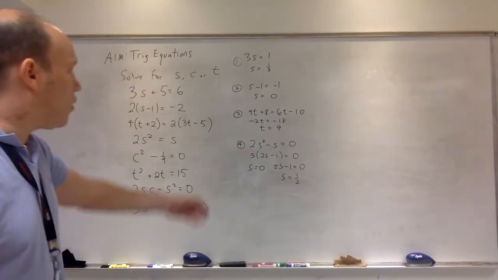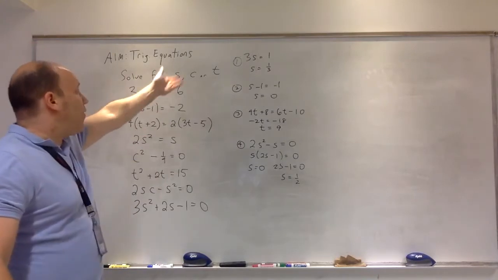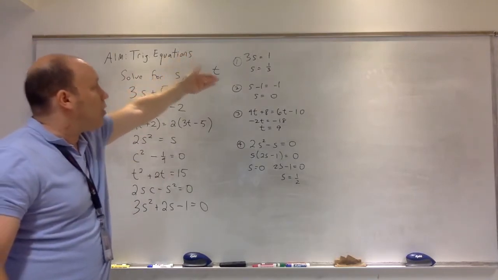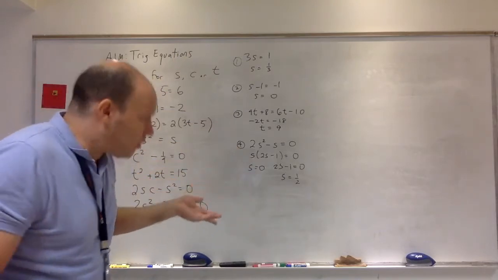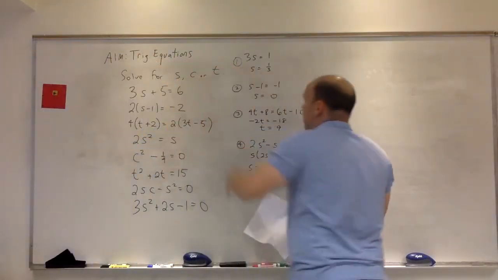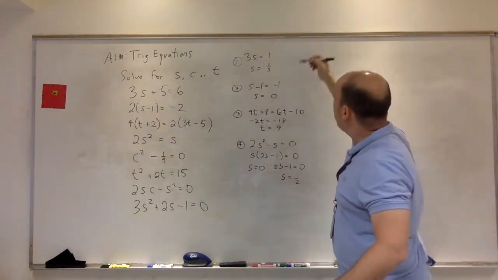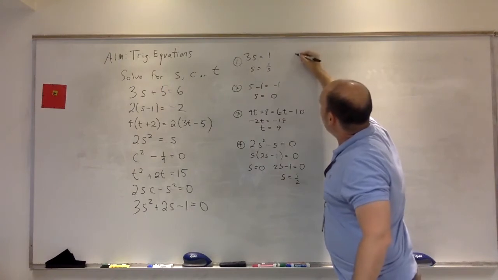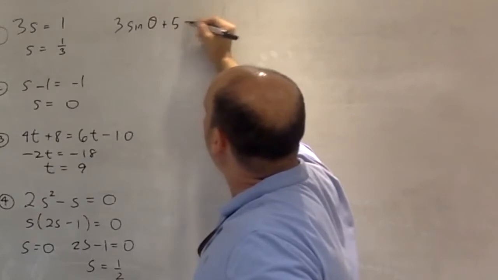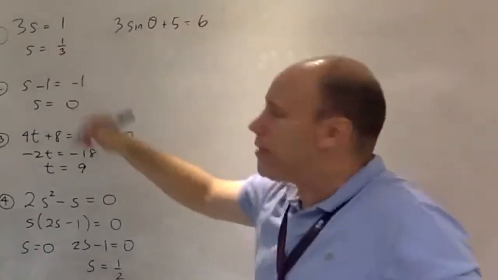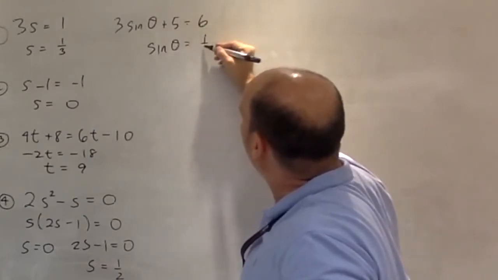Okay, so here are the solutions to the first four. Let's talk about this. 3x equals 5, 3x equals 1, s is 1/3, 0, 9, 0, 1/2. Pause the video if you got this wrong, but the idea is we're not looking at s, c, and t, we're looking at sine, cosine, and tangent. The equation is actually 3 sine theta plus 5 equals 6. We solve it exactly the same way, but our solution is actually sine theta equals 1/3.